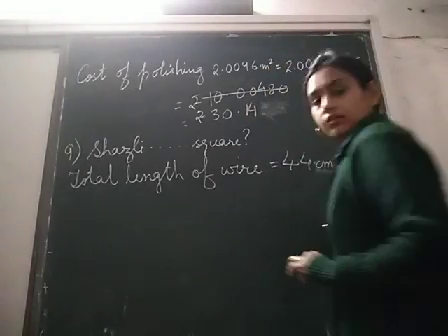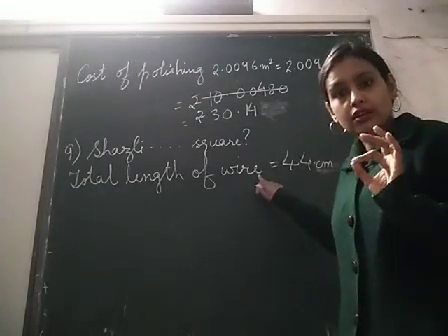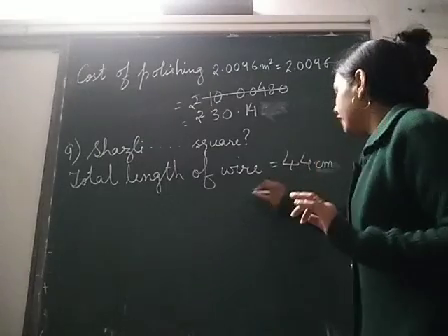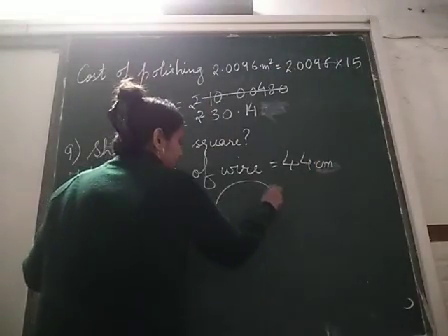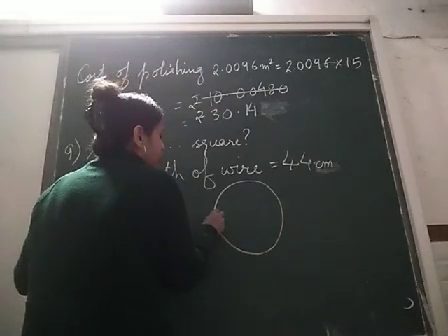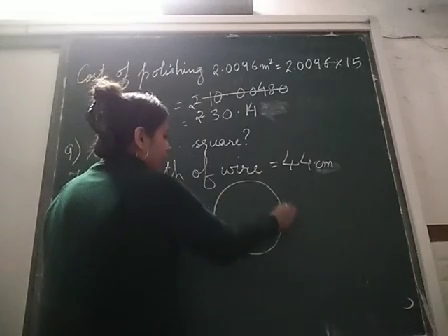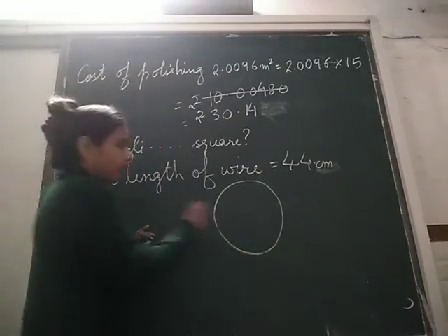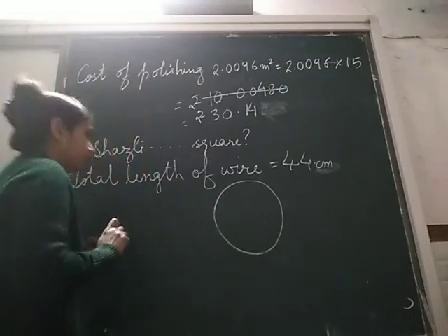Now Shazli is using this wire to make a circle. The circle made from 44 centimeters of wire will not change its length. Yes, it will be the same. That means this is 44 centimeters. And what is this? This is the circumference, correct?